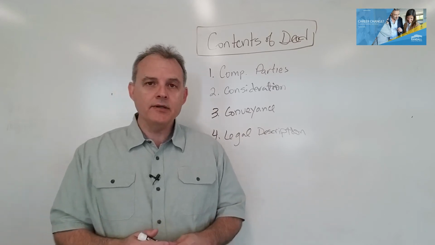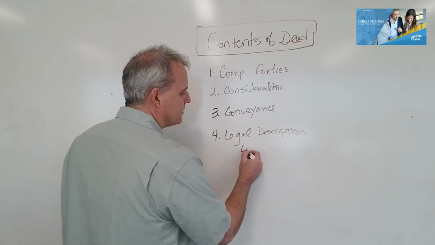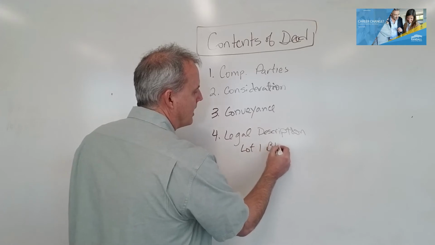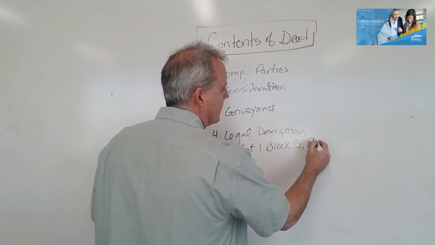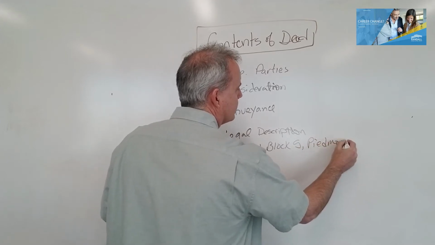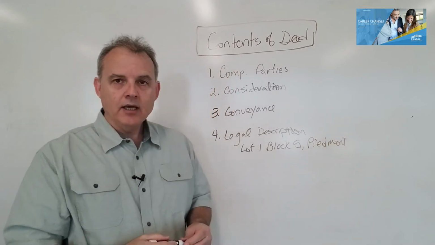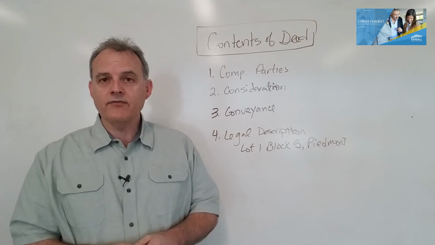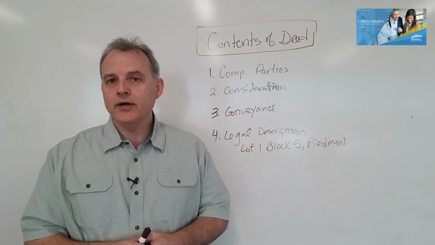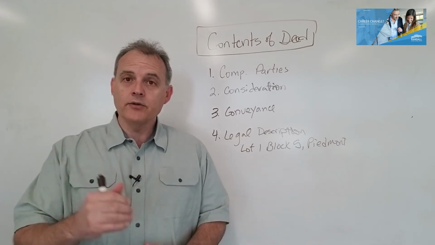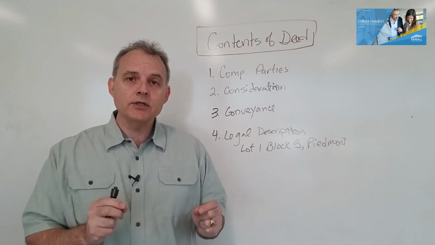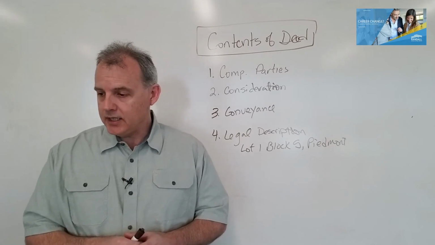In town, typically what we see is something like this. It'll say Lot 1, Block 5 of the subdivision. So it's a Piedmont subdivision. That is the legal description, okay? If it's a raw piece of land, it's farm ground, it could be a couple paragraphs long. And the bigger the piece of property, the bigger and longer the legal description. But the legal description must be evident in all deeds.